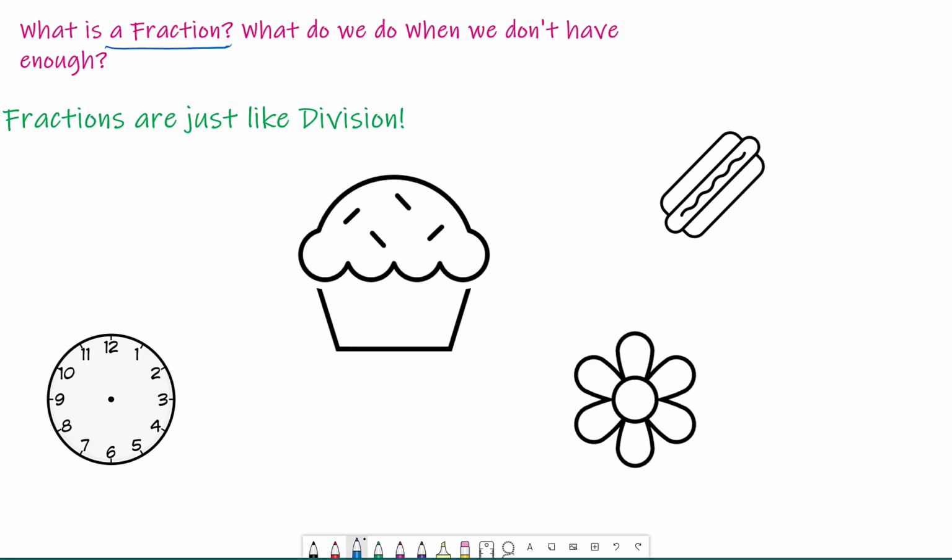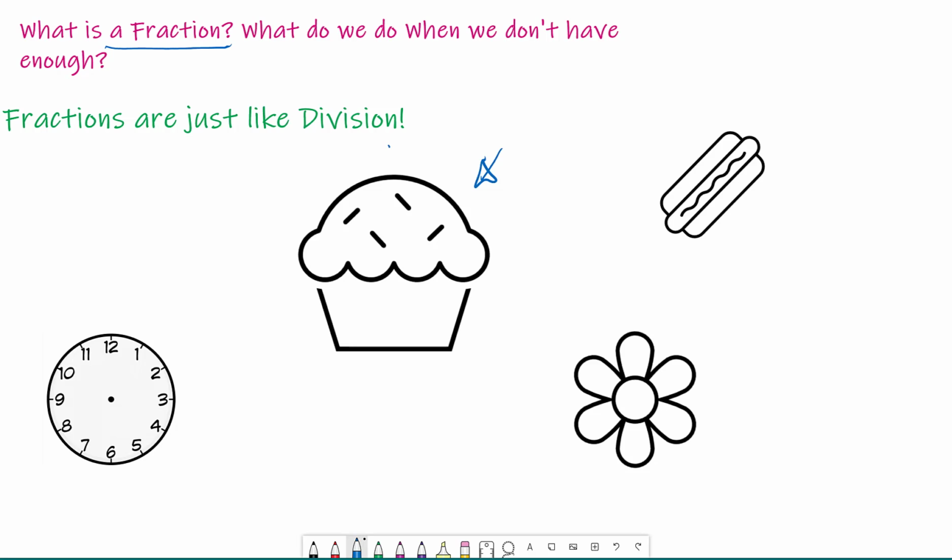So for instance, I have a few drawings here, and in this one here, we have a cupcake. And let's assume that we have one cupcake, but we are spending the afternoon with our friend, and so we need to share it. So we do not have enough cupcakes for both of us, right? We don't have a cupcake for each. We only have one cupcake. What will we do? We will divide it between us, right? And we will divide it equally, hopefully.